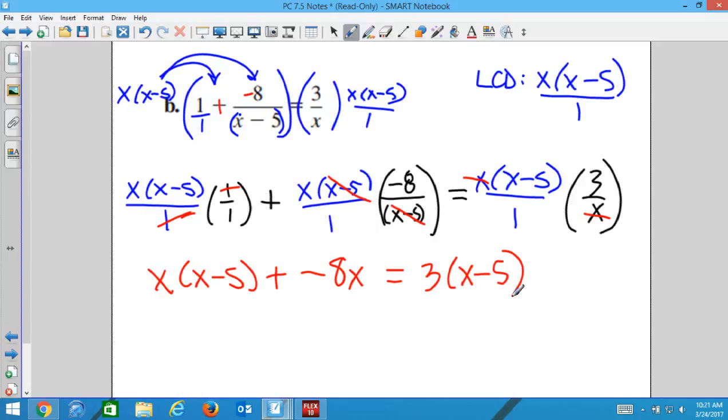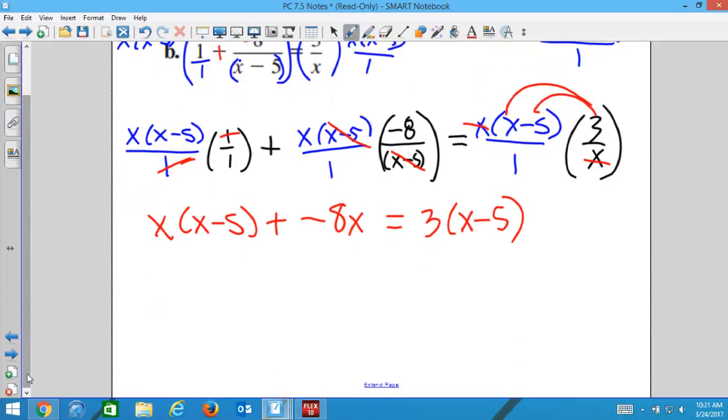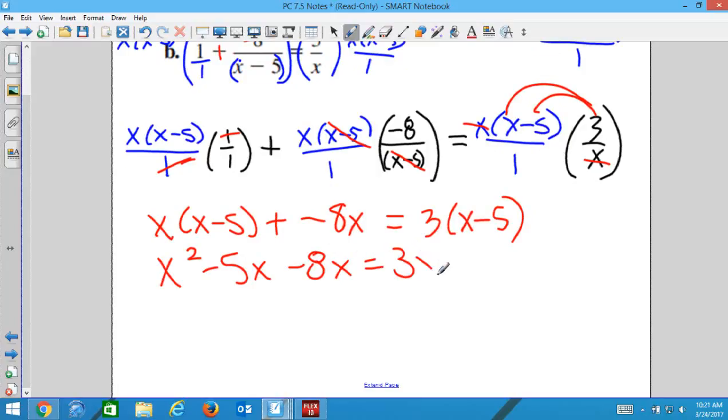Where you could maybe save some steps would be what I'm doing next. What do I need to do next? I'm going to distribute, which you could kind of do here if you wanted to, but I'm showing all this stuff. So now we're going to distribute. We're going to get x squared minus 5x minus 8x equals 3x minus 15. So we distribute it.